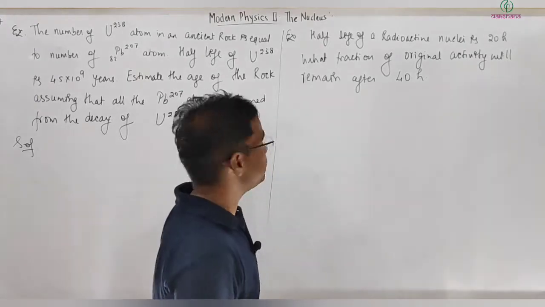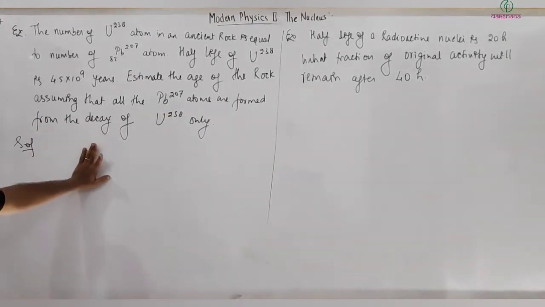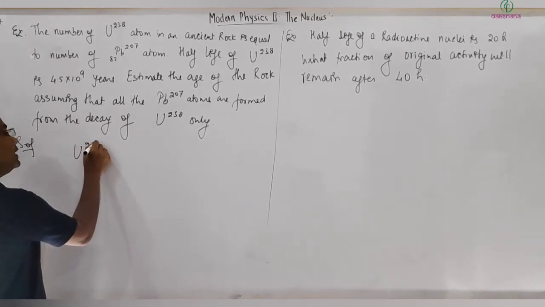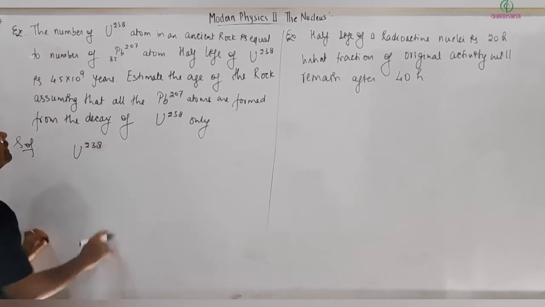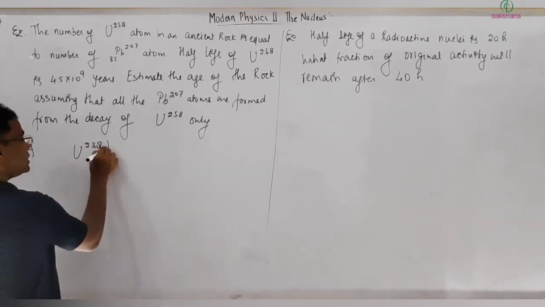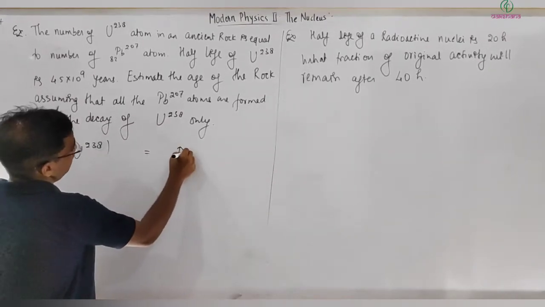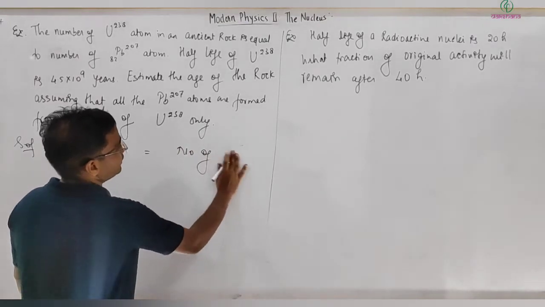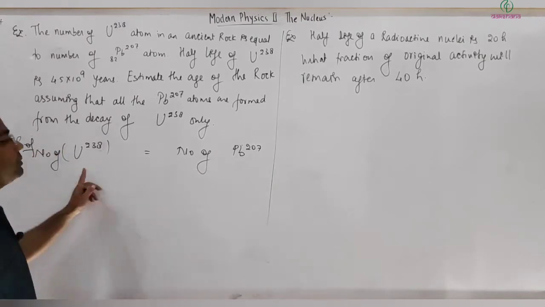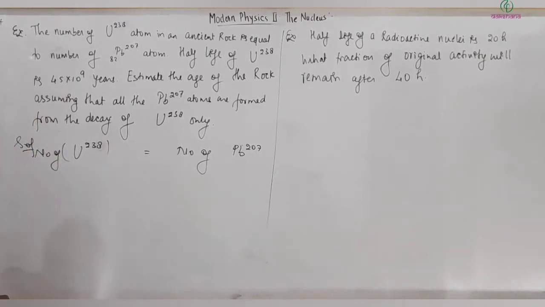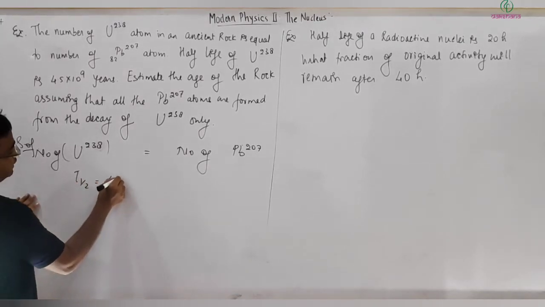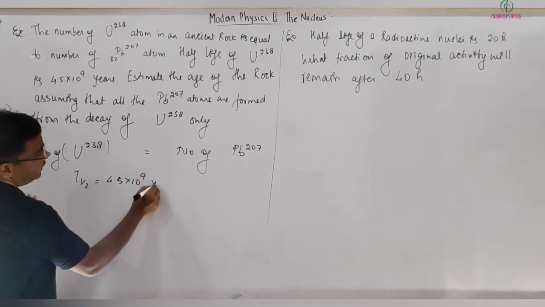Okay, so let's continue here with another example. Let me read the problem first. The number of uranium 238 atoms in an ancient rock is equal to the number of lead 207 atoms. Number of uranium is equal to that. Half-life of uranium 238 is given, so T half is 4.5 into 10 raised to power 9 years. Remember that.